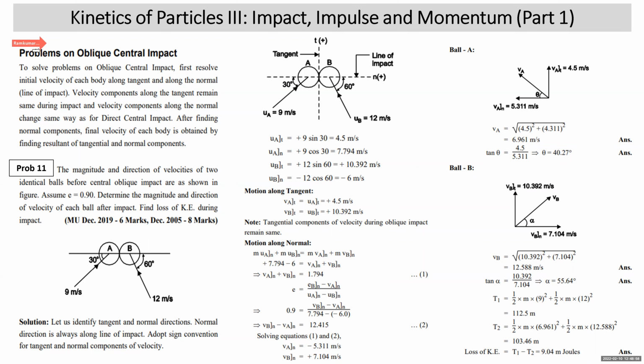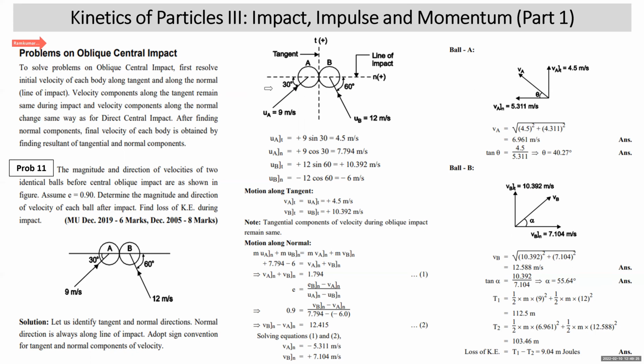So they will be at some angle. In that case, we have to resolve the velocity components along the tangent and along the normal. Tangent means the common tangent, the common surface of contact. And normal means along the line of impact. But a sign convention has to be adopted when we resolve the velocities along the tangent and along the normal.